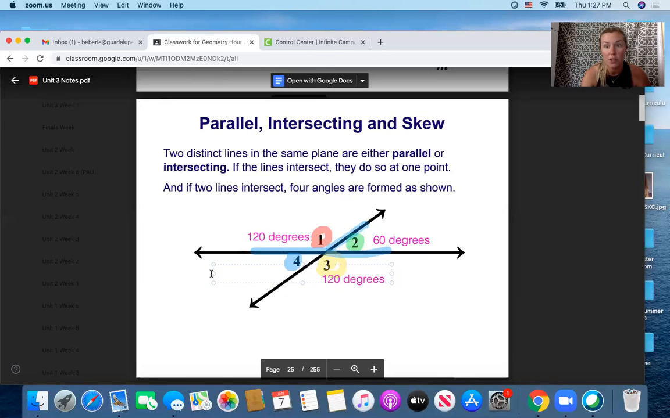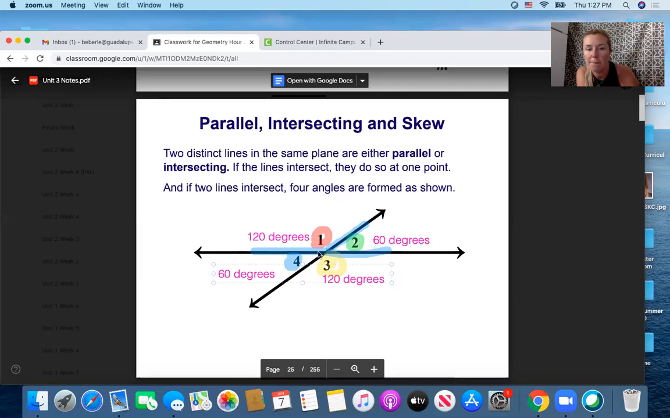So Naily, 1 and 2 are supplementary. 2 and 4 are directly across from each other. So what do we know about 2 angles that are directly across from each other? Yeah, they're vertical angles. Great job. So we know that this is also 60 degrees.